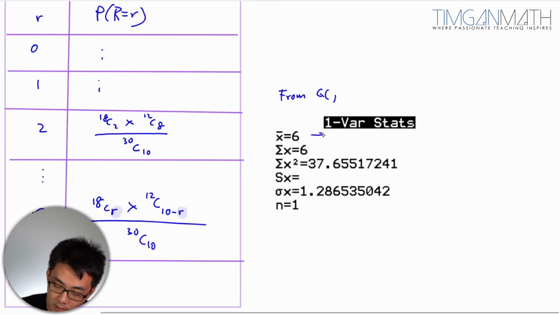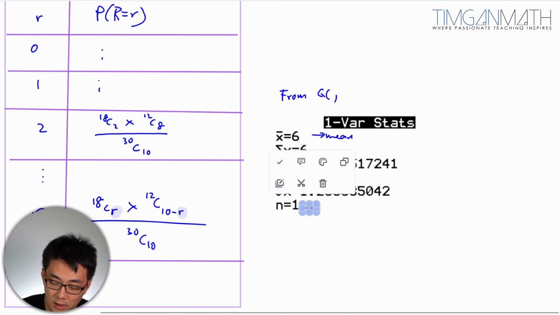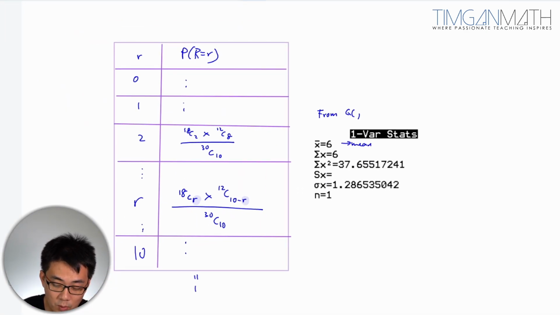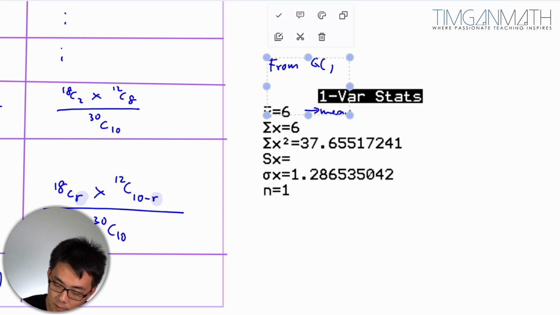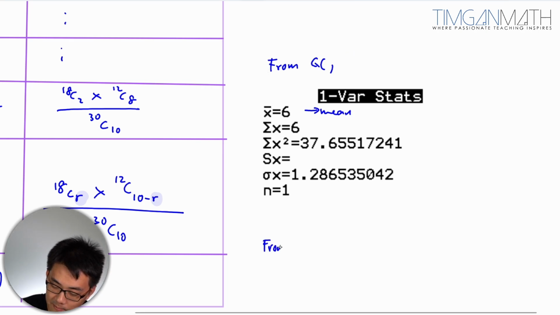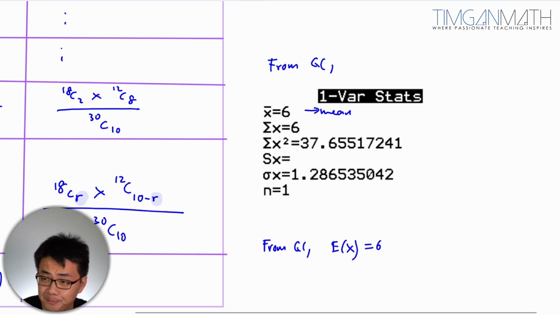Okay, so this is your mean. Make sure that the total is 1, because the sum of all the probabilities is 1. So hence from GC, the mean, the expectation of R, is 6.